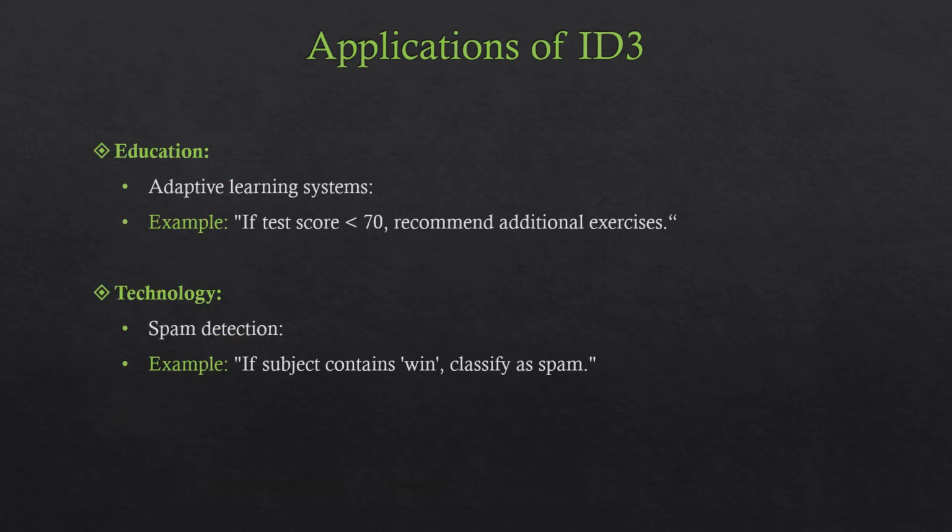Next application, education: adaptive learning systems. Example: if test score is less than 70, recommend additional exercises. Next, technology: spam detection. Example: if the subject contains "win", classify as spam.